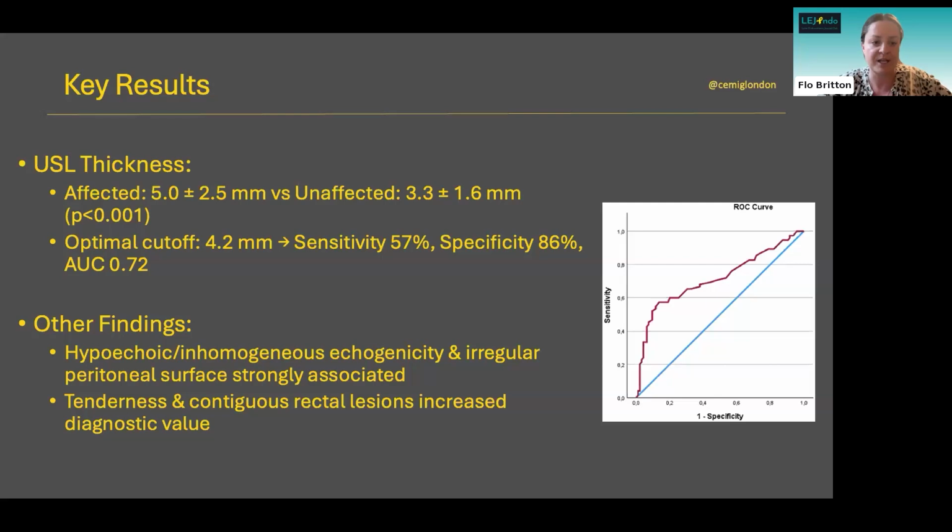They also noted that patients with USL endometriosis, it was strongly associated with echoic lesions and also irregularity in the peritoneum, as well as tenderness with the probe and contiguous rectal lesions.